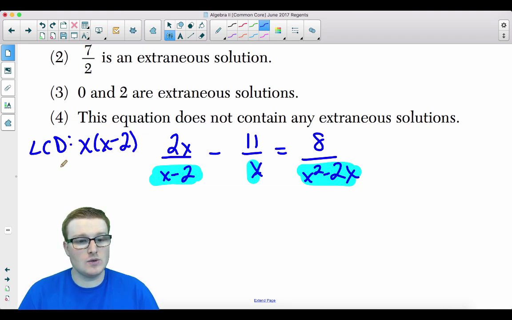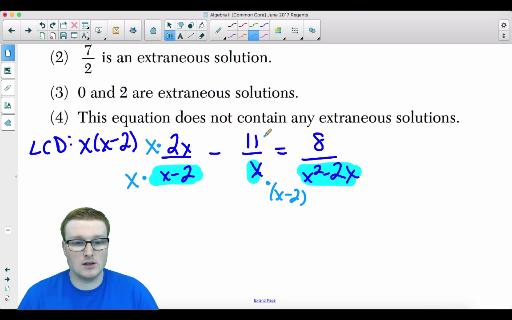All right? So now we're basically going to multiply both the numerator and the denominator by what we need. So this is going to be multiplying by x, x, and x minus 2, x minus 2.